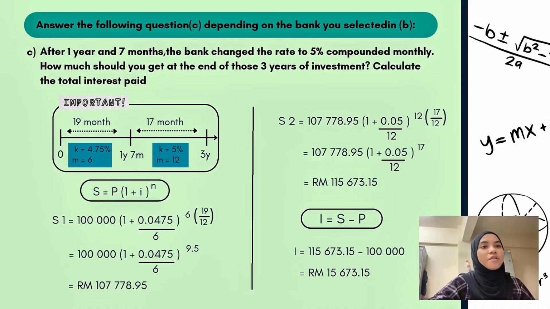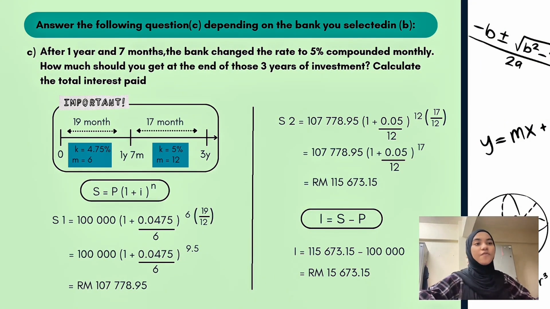and n is the total number of periods. So we need to find the total amount before 1 year and 7 months, where P is 100,000, the rate is 0.0475, m is 6, and n is 9.5. After that, you will get the answer, 107,718 ringgit 95 cent.